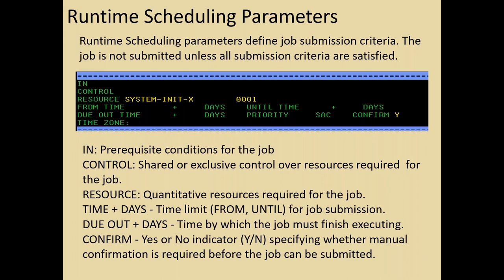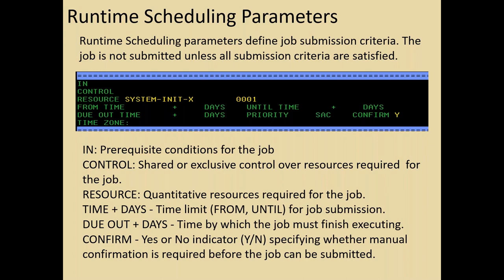Here we have tried to explain runtime scheduling parameters. Runtime scheduling parameters are nothing but the parameters which define the submission criteria. The job is not submitted unless all these criteria are satisfied. This screen explains the in parameter, control parameter, resources, then from time, due time, and time zone.